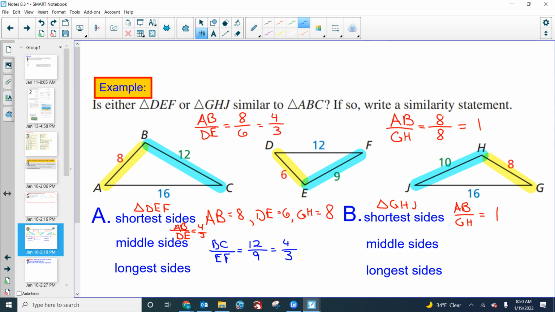Okay, let's stick with it. We'll do the middle sides for ABC to GHJ. So BC over, what's the corresponding side to BC in the GHJ triangle? HJ, which was 10. So BC in the original triangle is 12, HJ is 10. What's that ratio? 6/5. Good. 6/5.